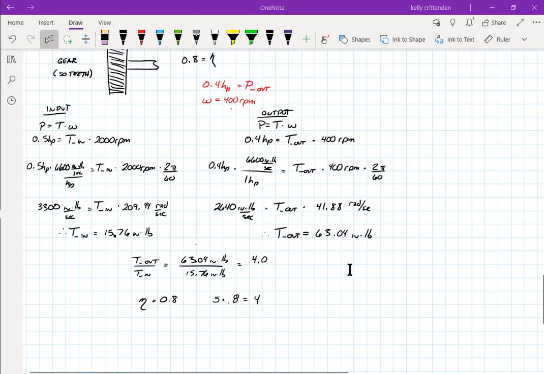This is 5. Oh wait, this number, that's 5. Oh, that's the efficiency. That's my symbol for efficiency. It may not be the right symbol for efficiency.